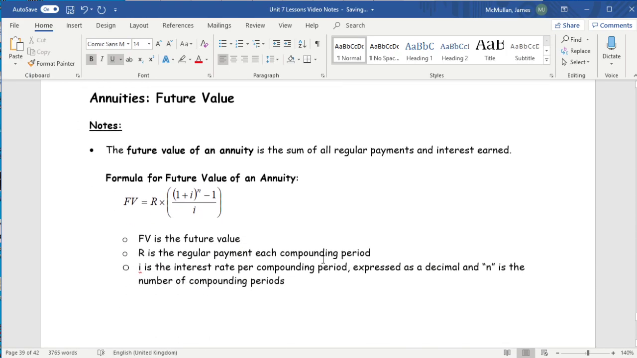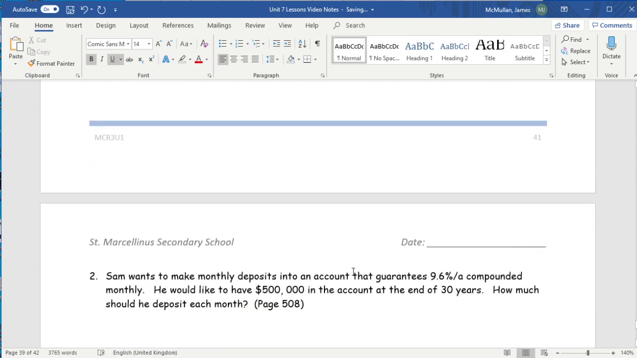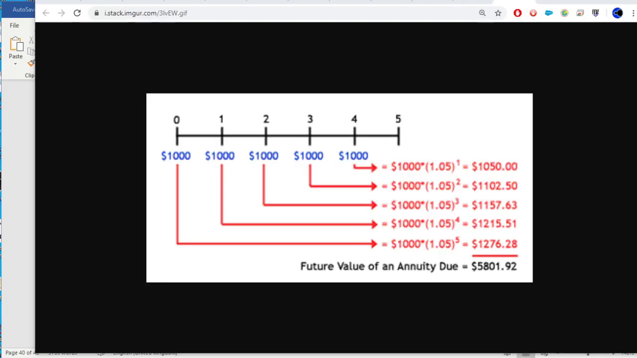There's a great diagram in your textbook for this. I don't think we have it in the notes. Let me pause and see if I can pull it up. Okay, so again, just a Google image search.